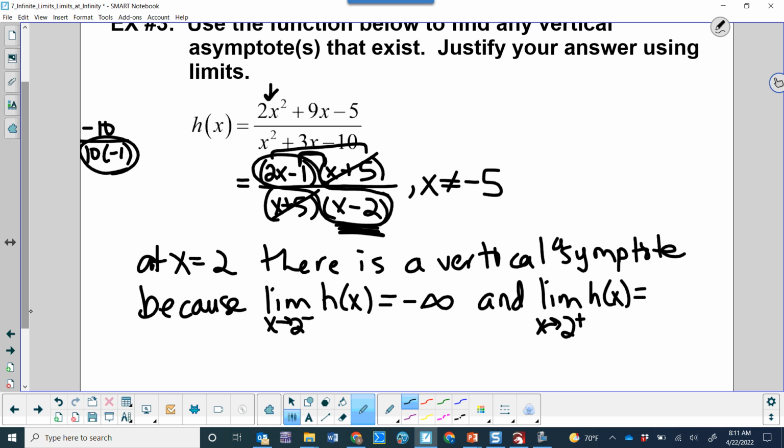And then the bottom would be something bigger than 2 minus 2. So you're going to get positive infinity. So now I've justified it, okay? So that's the calculus manner. We've got to justify it.